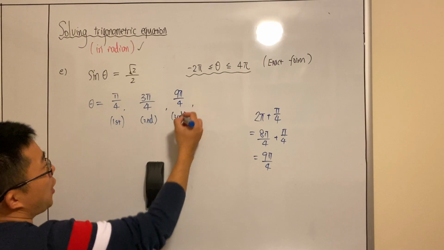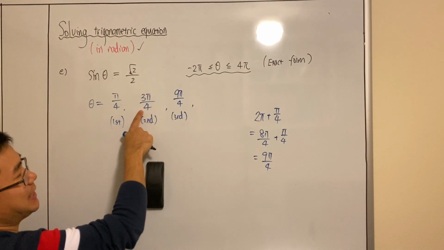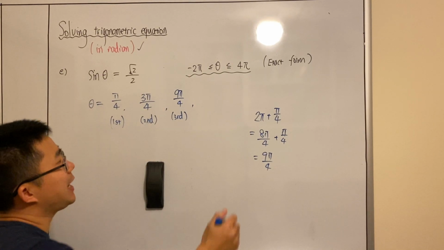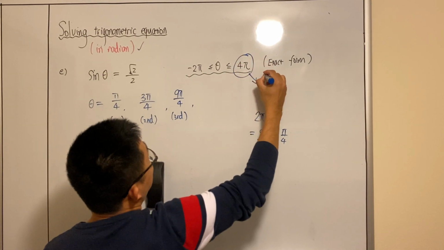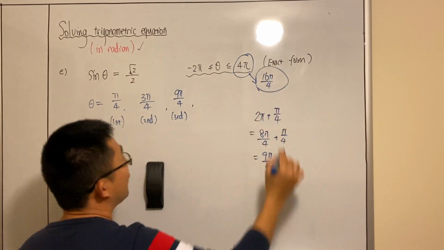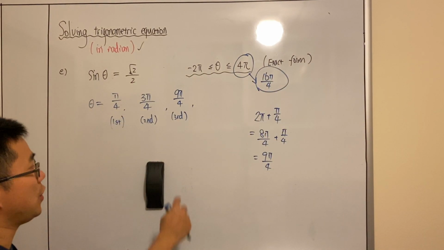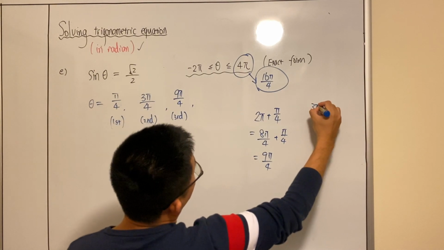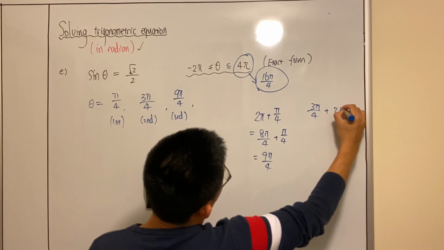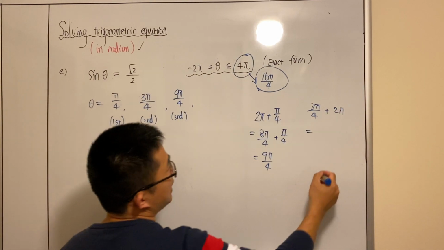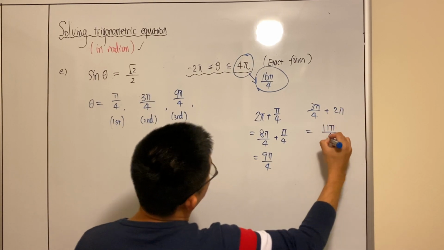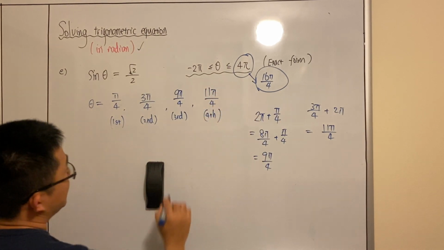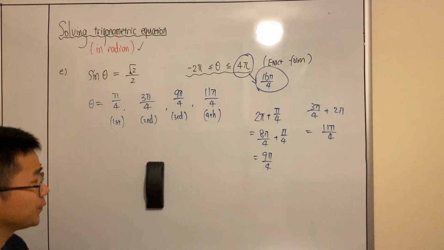And keep going. Next one is here, this one. How do we know when we need to stop? Well, that's 4 pi. And 4 pi is 16 pi on 4. We need to go all the way to 16 pi on 4. So keep going. The next one is 3 pi on 4, and I need to plus 2 pi. Do the same thing, and then that's 11 pi on 4. That's the fourth answer, 11 pi on 4.